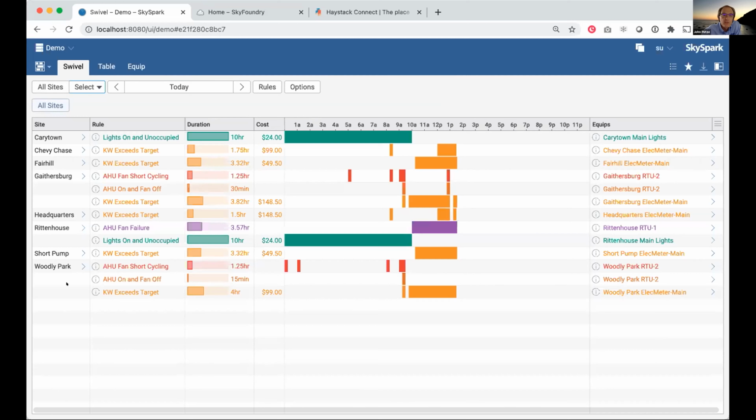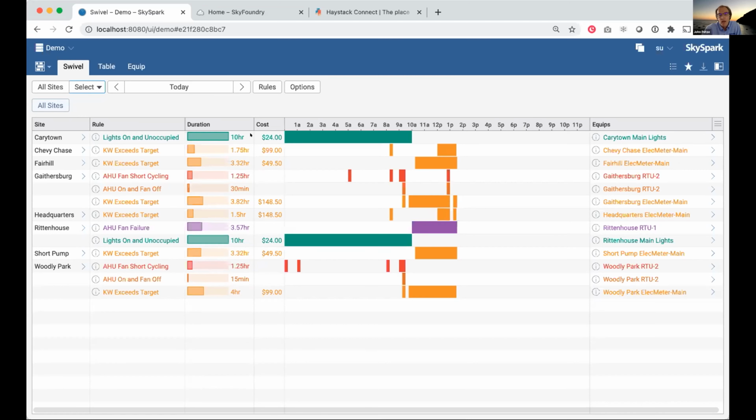In the first column, we list the site name. It's a common way to organize. The next column tells us what analytic rule found an issue. Here's a simple one that can often be associated with a lot of money: lights have been running outside of occupancy schedule. They've been overridden. Then it tells us what the duration is, and it gives us a visual cue with a bar graph.